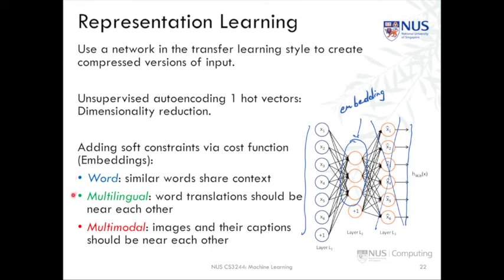A big win in deep neural networks is to do machine translation like Google Translate. For this reason, we can think of multilingual word embeddings as having an additional constraint. Word-to-word translations should be near each other. So if I have the Japanese word kuruma, the Chinese word ce, the English word car, and the Spanish word carro, they should be all placed quite close to each other in the multilingual embedding.